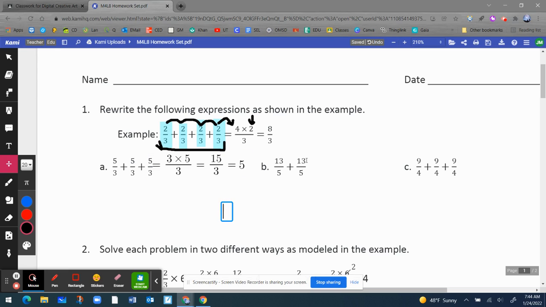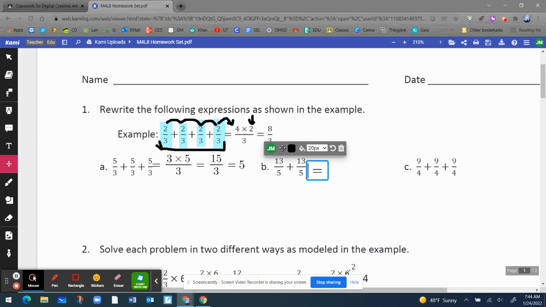All right, let's do one more. We have 13 fifths plus 13 fifths on this, on 1B. Okay, let's do that. So again, let me align this. Okay, so we have how many 13s? We have 2 of them. So now in this new problem, we have 13 and 13.